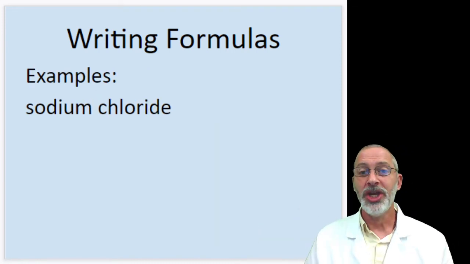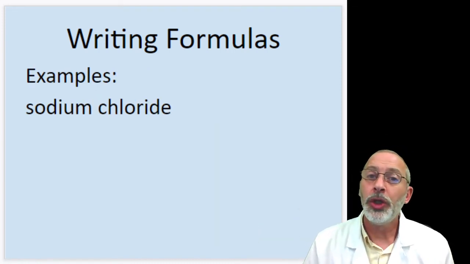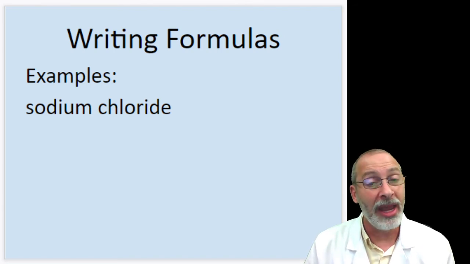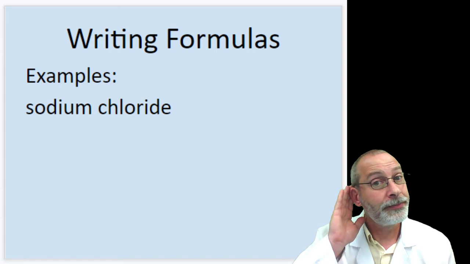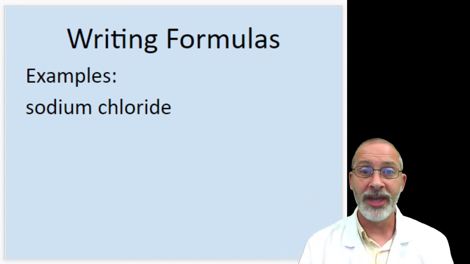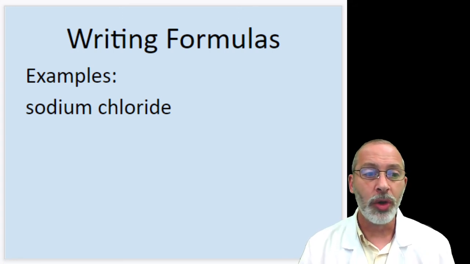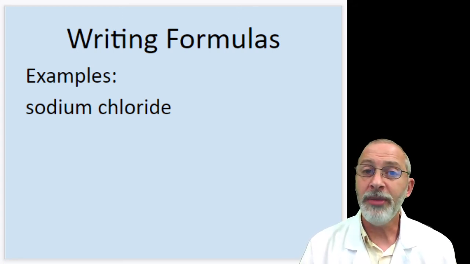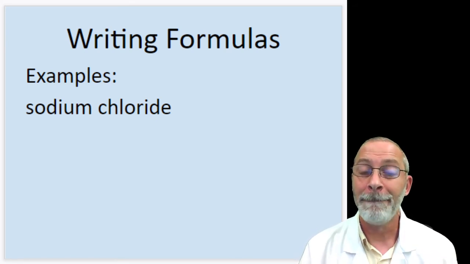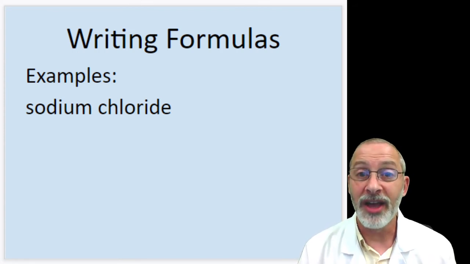For instance, sodium chloride. Here's the name of a common compound. You know it from yesterday by its more common name of salt. Table salt is chemically known as sodium chloride. Now, I want you to think about that for a moment. What is the symbol for sodium? Pause the video if you need to hunt for it now.